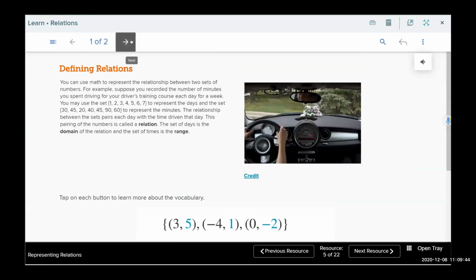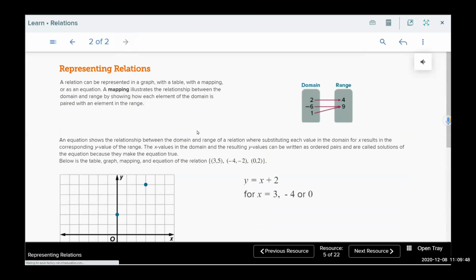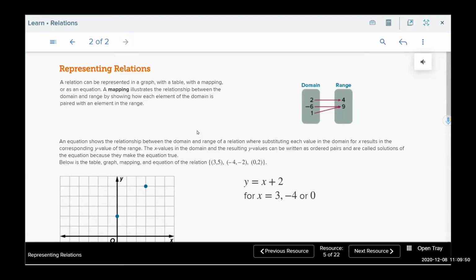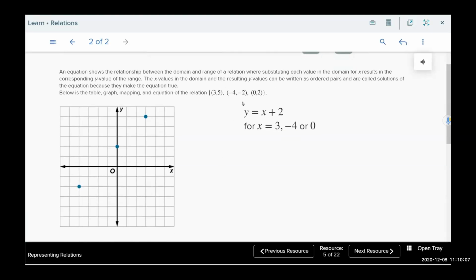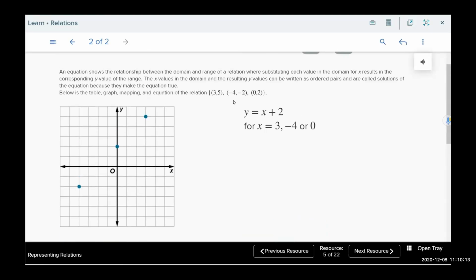Well, there is one more page to this particular resource, and it shows us all the ways that we can represent a relation. We won't go really far into it at the moment, but there are 4 ways. This paragraph right here says a relation can be represented as a graph, a table, a mapping, or an equation. So you see they have the same ordered pairs right here that we were just looking at on the previous page, but they're showing us 4 different ways to represent these ordered pairs.